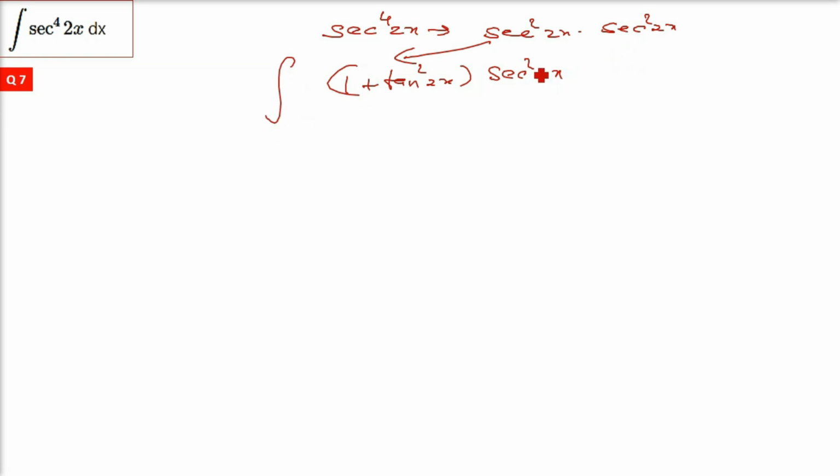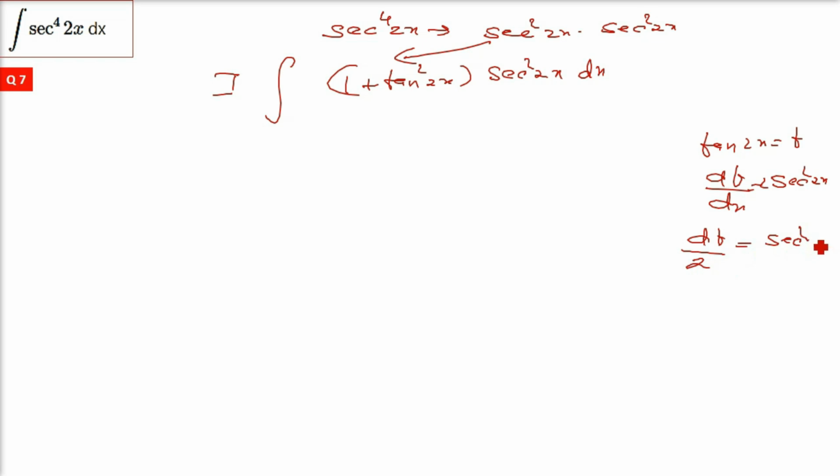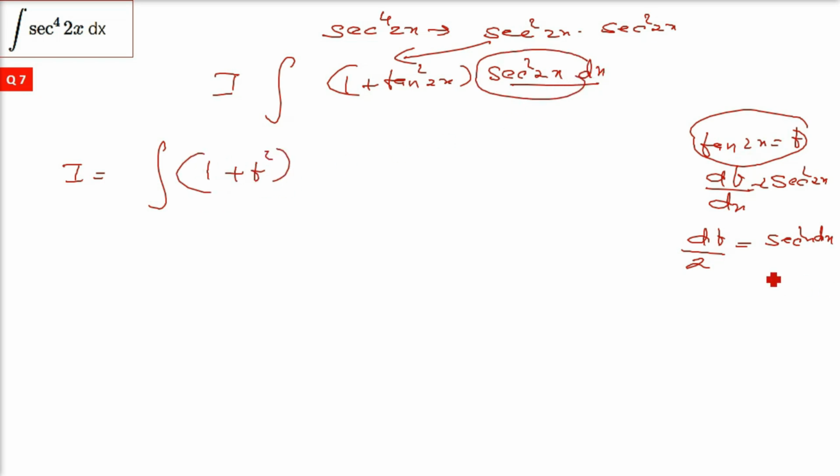Now when we integrate this, we have to take this tan 2x as t. So dt by dx, the derivative of tan 2x, will be sec square 2x, and 2 will come outside because differentiation of 2x will also be done. That's why dt by 2 will become sec square 2x dx. In place of sec square 2x dx, we will replace it by dt by 2. Half will come in front. 1 plus tan square 2x, so 1 plus t square dt, and 1 by 2 will come here.